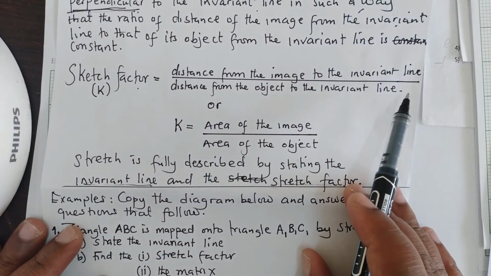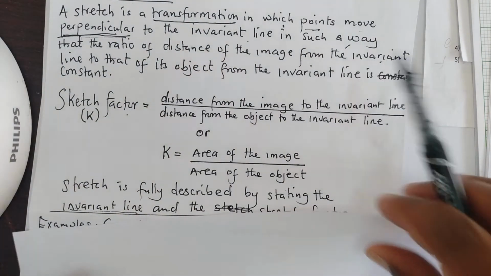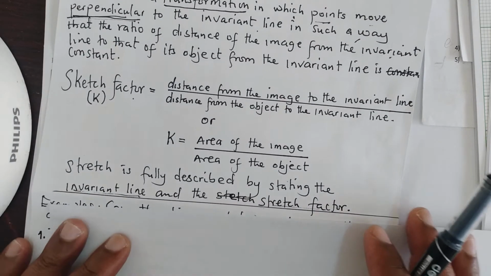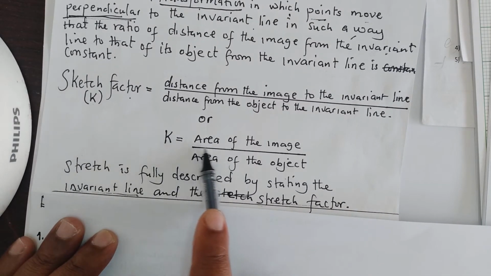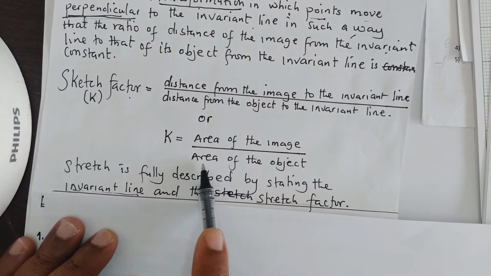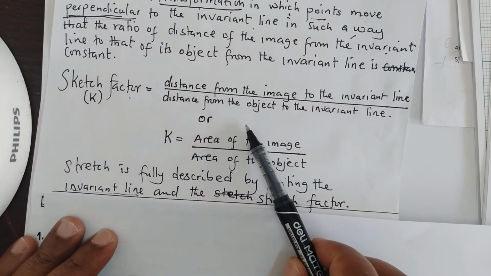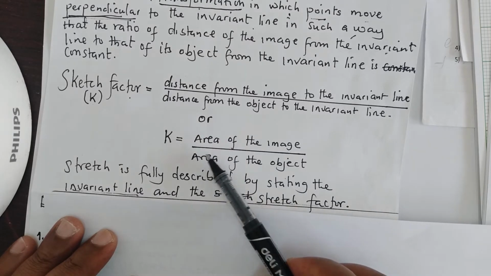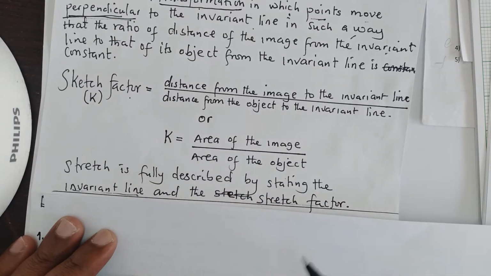Alternatively, we can say the scale factor is the area of the image divided by the area of the object. So if the image is a triangle and the object is a triangle, then you say the area of a triangle divided by the area of the triangle. That is your stretch factor.